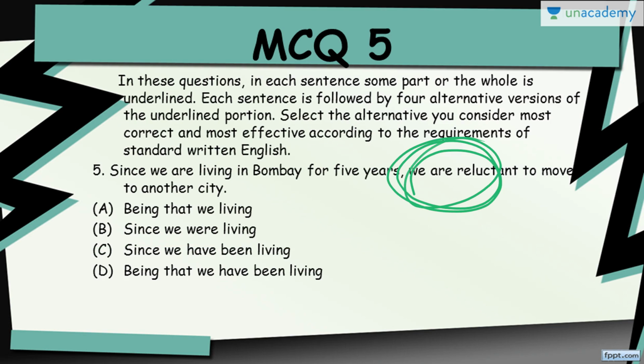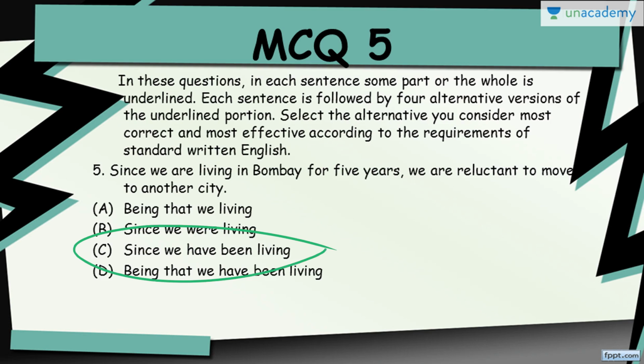We've come to know that they are reluctant because we have known now that they are presently living in Bombay and they are not willing to leave Bombay. So we can find out that they are reluctant and therefore it is a present sentence. So you have to think of something which is continuous, that it has been continuously happening since 5 years. So this sentence expresses this continuous feature the best. Since we have been living in Bombay for 5 years, we are reluctant to move to another city.